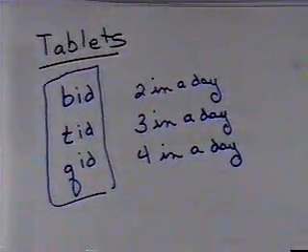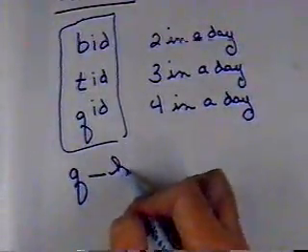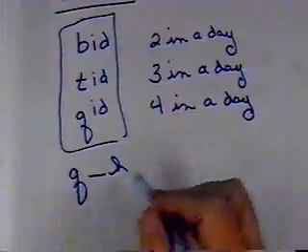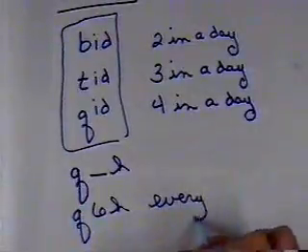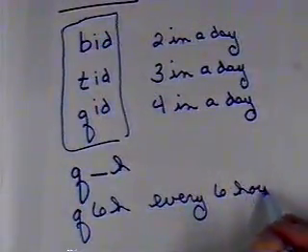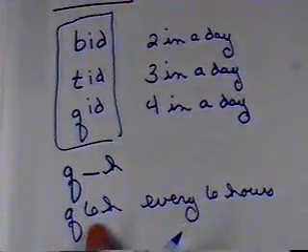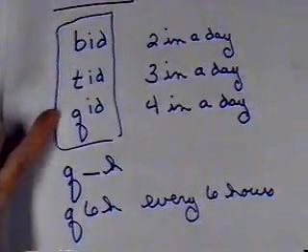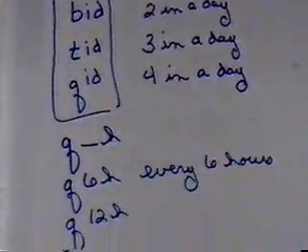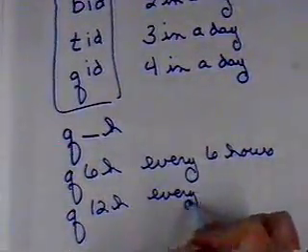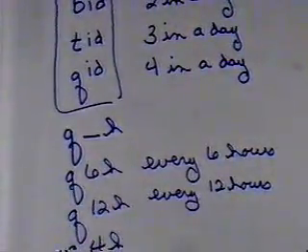Another abbreviation they use sometimes involves a Q, some number, and H. If they write Q6H, that's every 6 hours. Now this one can be any number here. These are specific for 2, 3, and 4 times a day. These can be any numbers. You can give it every 12 hours, you can give it every 4 hours.